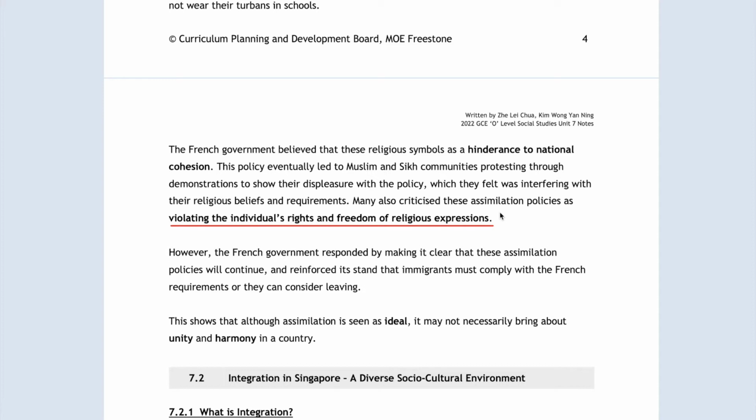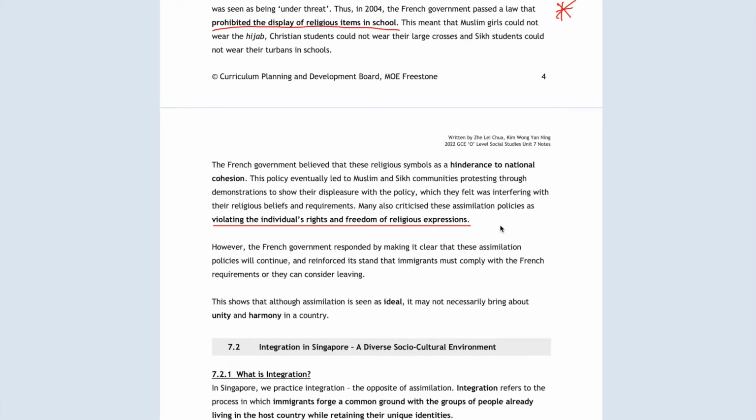So in conclusion, assimilation is seen as ideal, but it may not necessarily bring about unity and harmony. Not all that glitters is gold. So be clear which points you are going to use to evaluate assimilation, because a very common essay question is to compare assimilation and what you will learn later about integration. You need to know how to critically evaluate assimilation. So the tensions, the problems about religious expression: the freedom of religious expression versus the protection of national identity. Which one is more important? That's for you to evaluate.